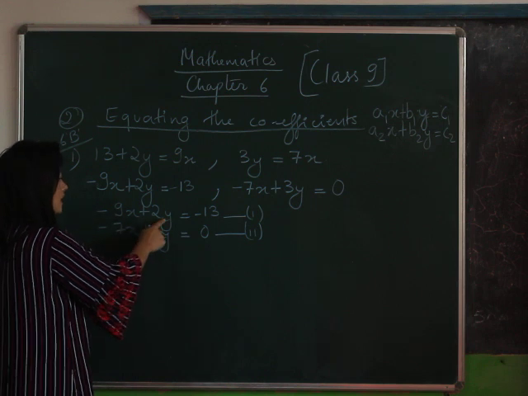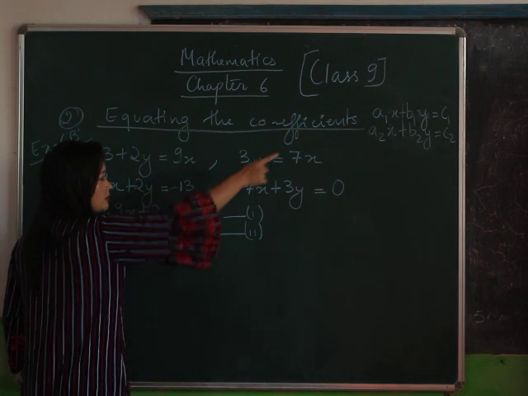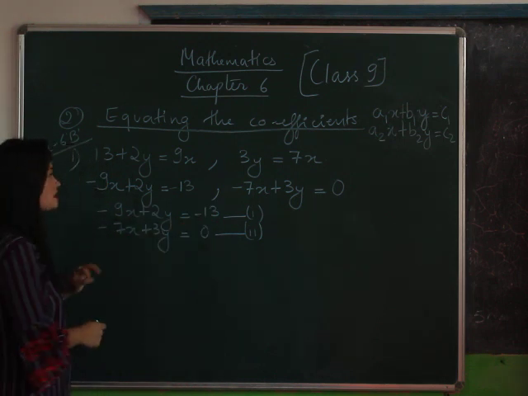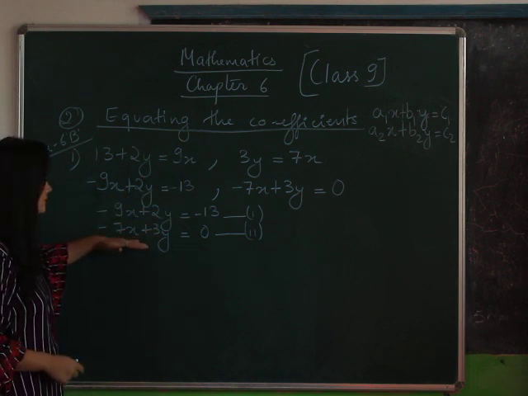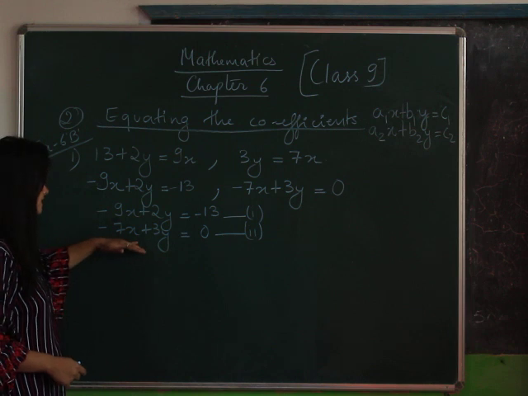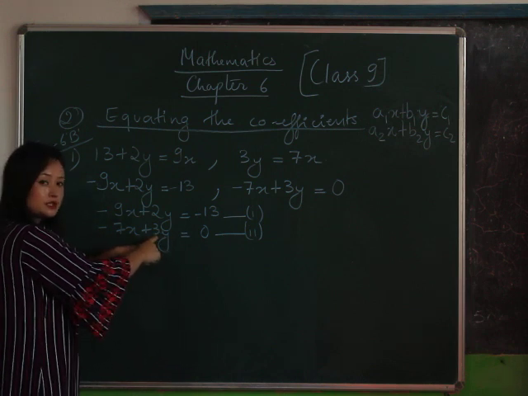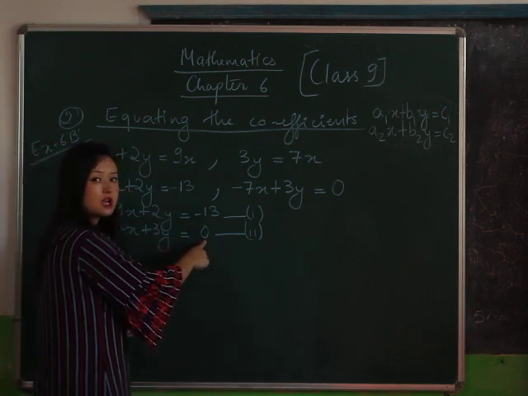What is the coefficient of y? 2. What is the constant term here? C1. What is your constant term here? Minus 13. Okay, what is your a2, the coefficient of x of your second equation? It's minus 7. What is the coefficient of y? 3. And what is your c2? The constant term for the second equation is 0.